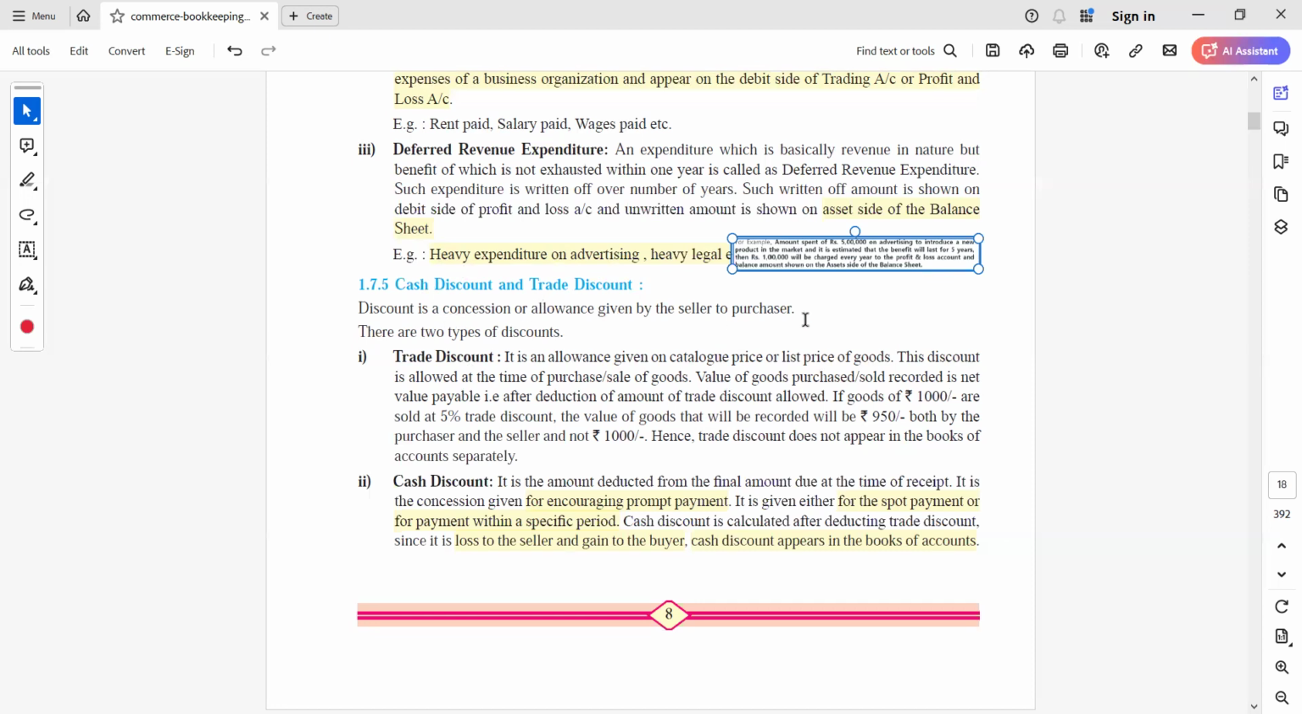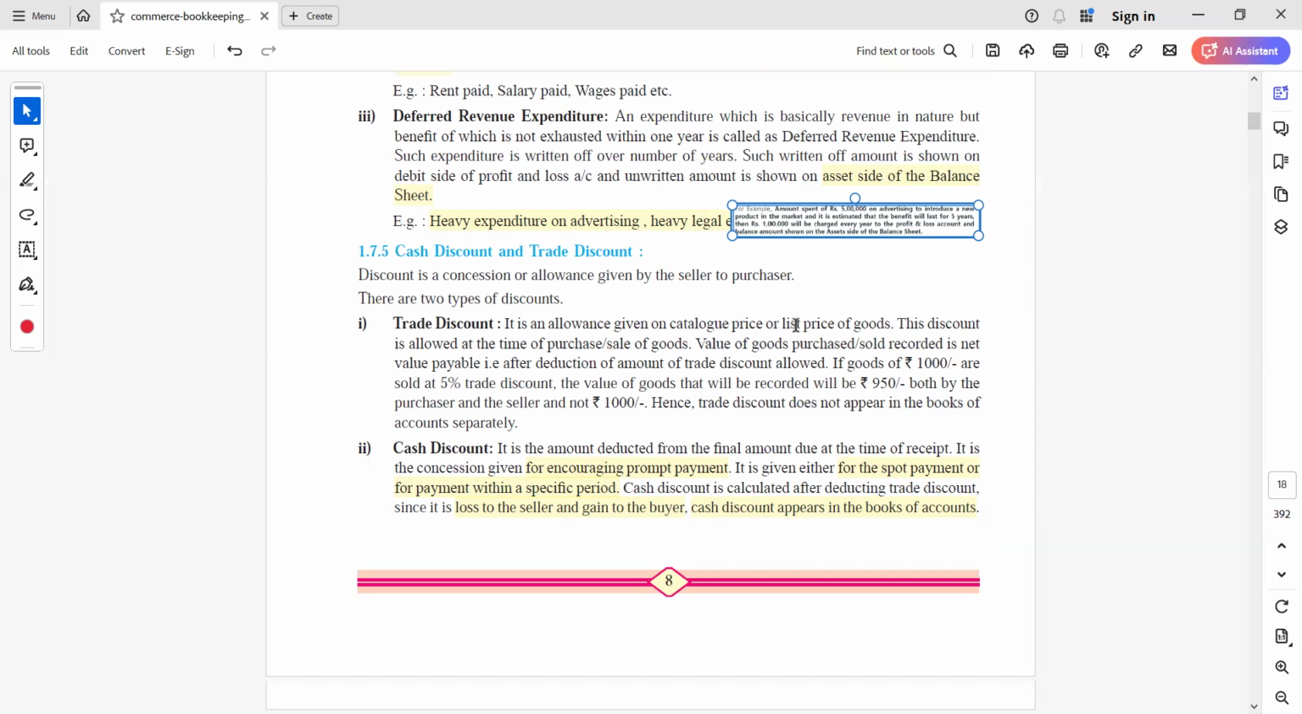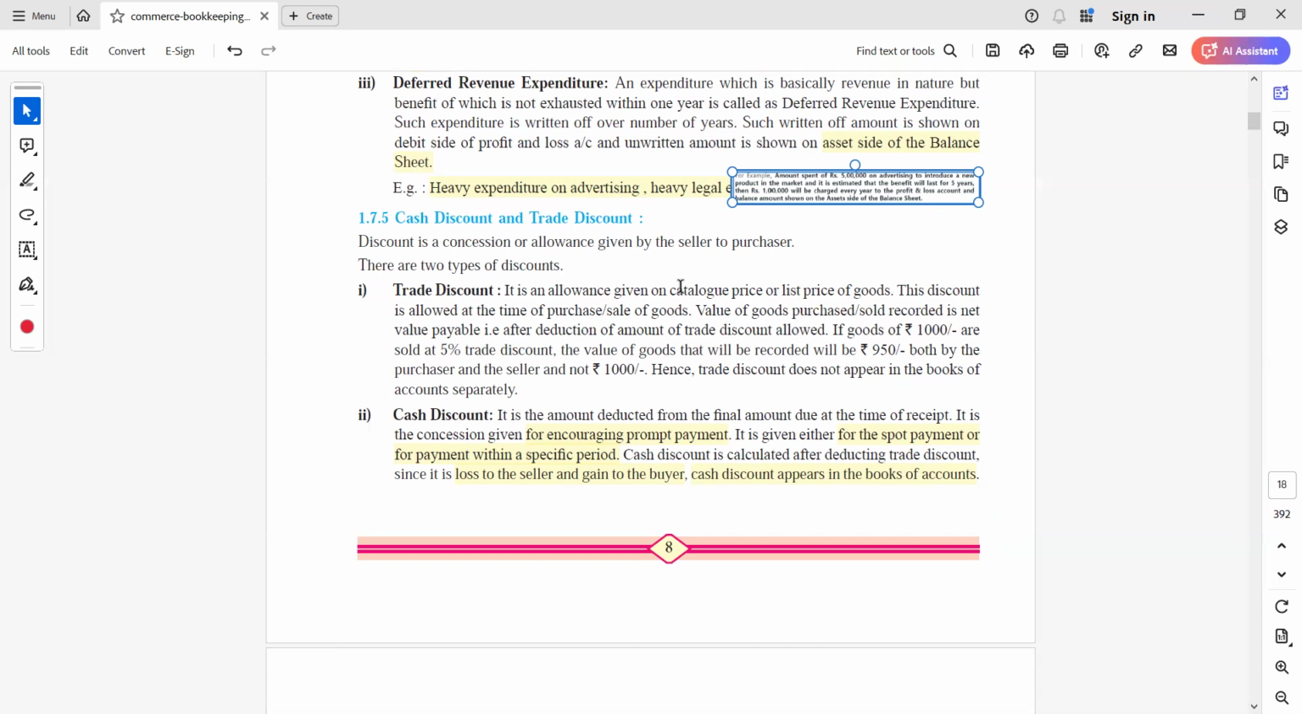Discount is a concession or allowance given by the seller to a purchaser. Trade discount. It is an allowance given on the catalog price or list price of goods. Okay, it's on a catalog price or a list price. This discount is allowed at the time of purchase or sale. The value of goods purchased or sold recorded is the net value payable, that is, after deduction of the amount of trade discount allowed.